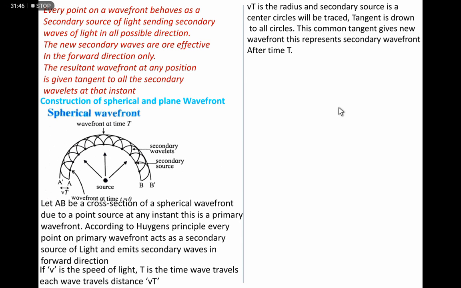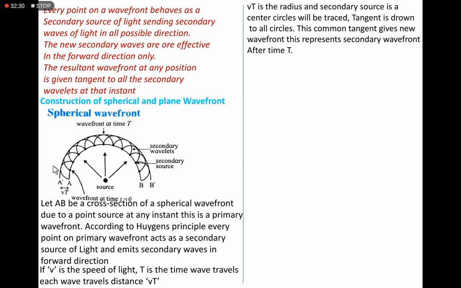This tangent is the second. This tangent gives us the secondary wavefront. Even we can say the envelope of all the points of these spheres will give us the secondary wavefront. Again, on this secondary wavefront, all the points act as secondary sources of light, and they emit secondary waves in all possible directions. But we consider only the forward direction.